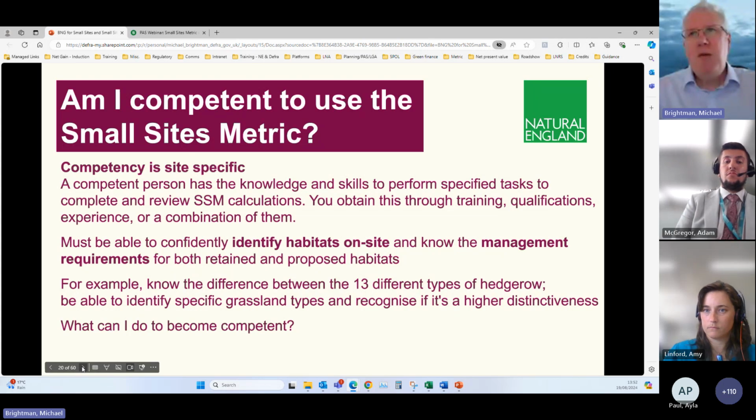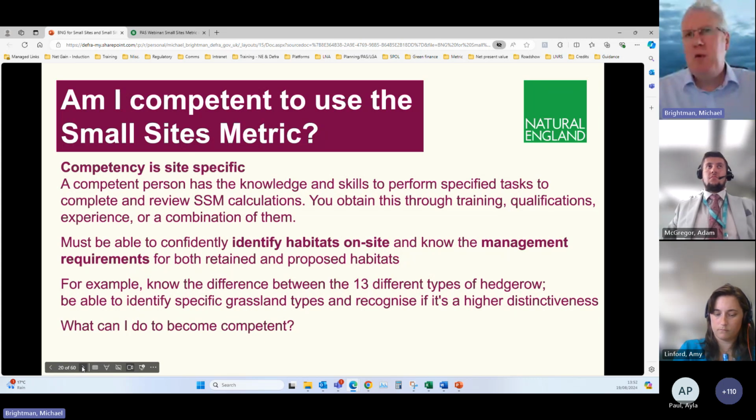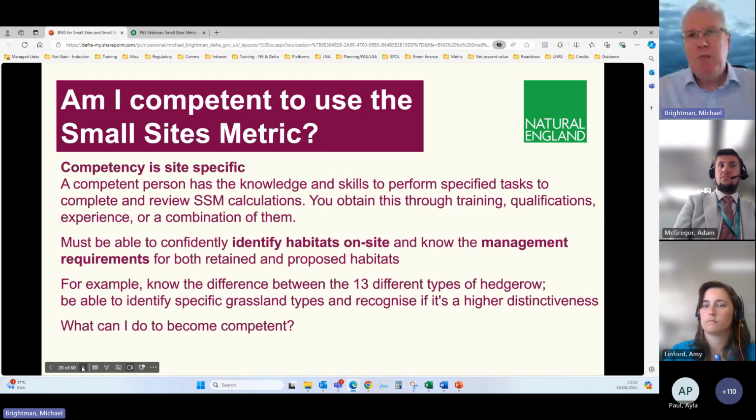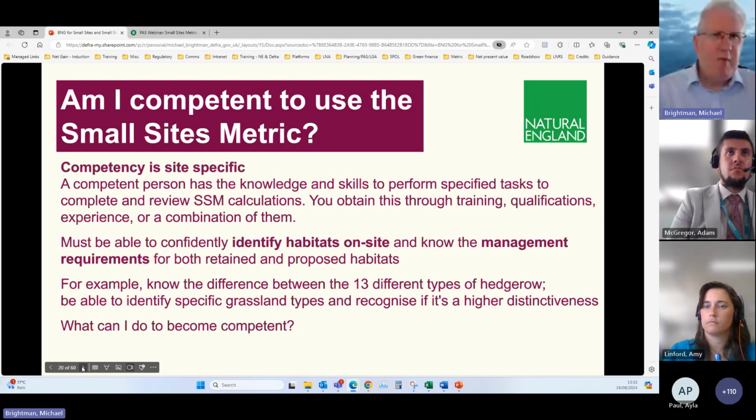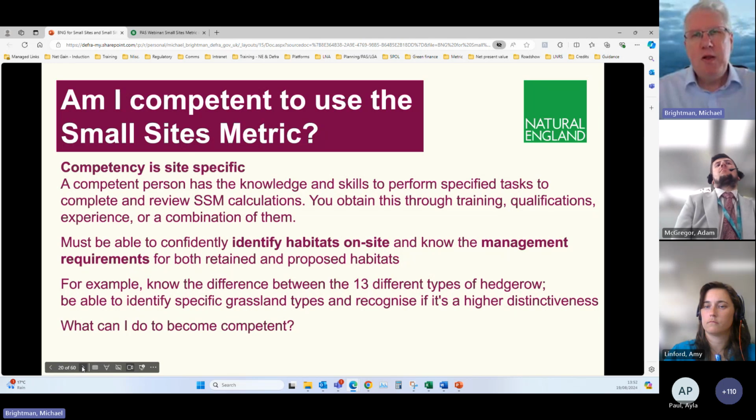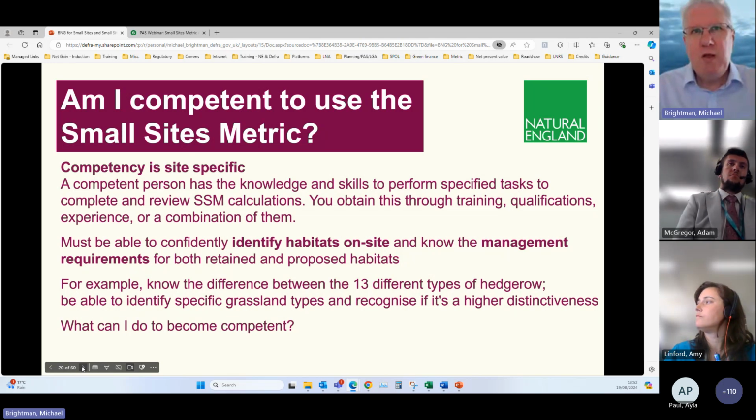And where there's grassland present, do they know, or would they recognise, if it's a higher distinctiveness? Some habitats are easily recognisable, for example modified grassland, but would they be able to recognise if it was a higher distinctness grassland? And then we're at the stage where we're 6 months from mandatory biodiversity net gain, and a few months less than that for small sites.